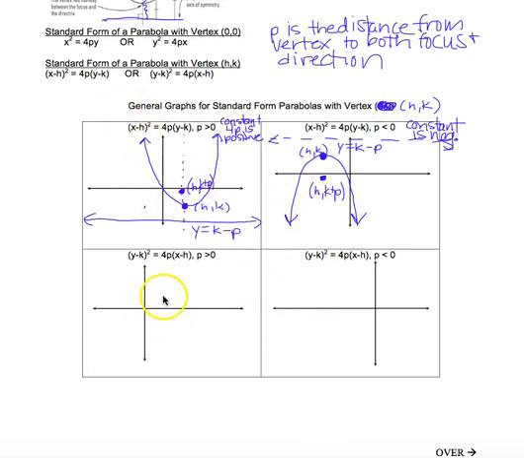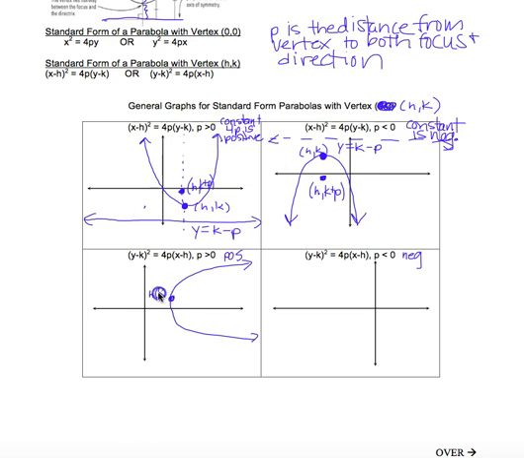My other two types are when we switch to the y being squared. So I have a positive for this one, a negative for this one, but when the y is squared, that means that our parabolas are going to open either to the left or to the right. When our constant is positive, it's going to go to the right side. So again, it doesn't matter where I put my h, k, it could be anywhere.